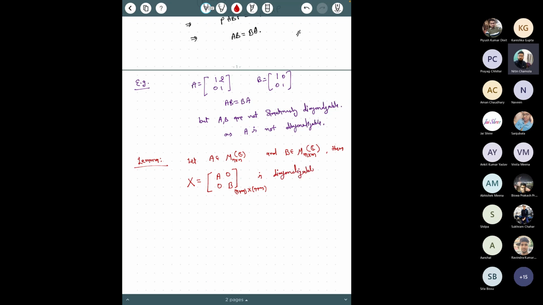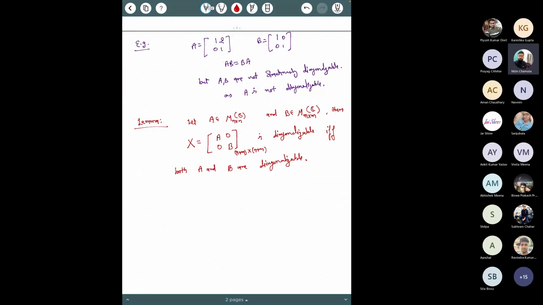X is diagonalizable if and only if both A and B are diagonalizable. So at least we can guess that this is true: if X is of this form, then if X is diagonalizable, then A and B are diagonalizable, and the other side is also true. So let's see why this is true.